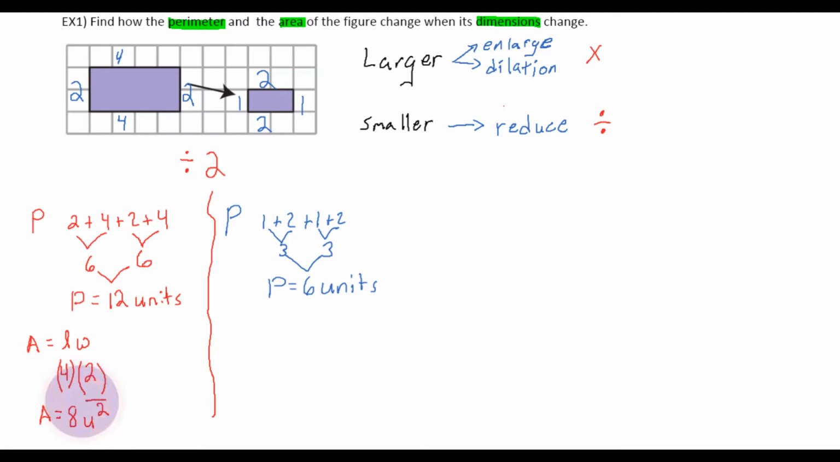Cool, so let's go ahead and just box this information up. We're going to box up the area, it's 8 units squared. The perimeter, it is 12 units. Also on the other side, let's box up 6 units here for the perimeter.